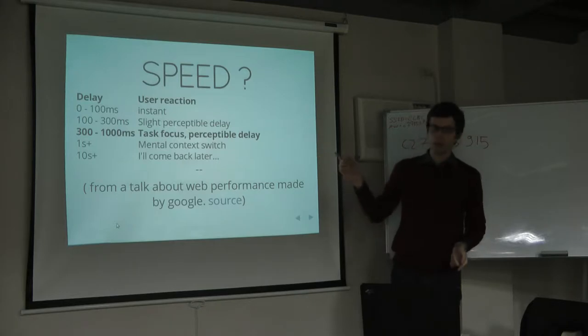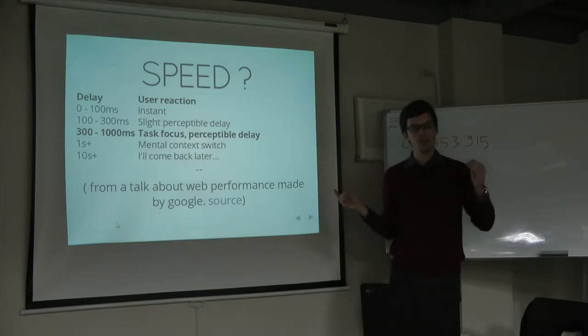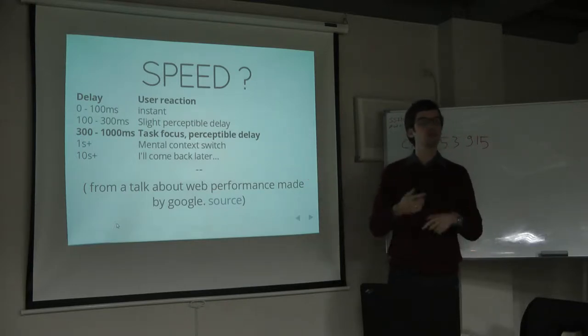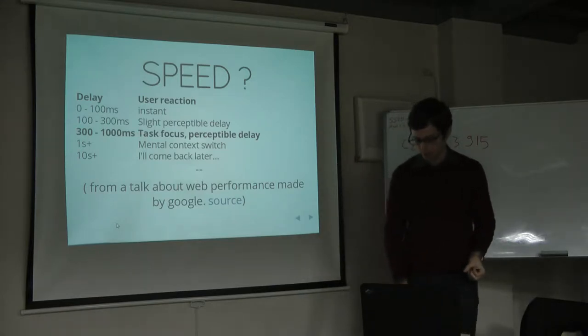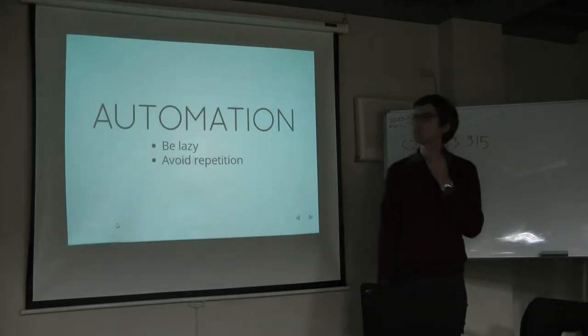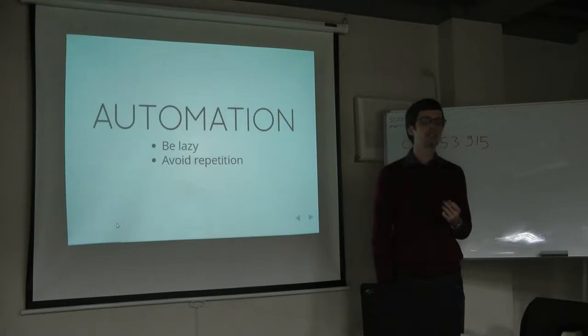So yeah, about impatience, this is where it comes from. If you can get below 1 second, it's very good. And also if you are optimizing your web application, the 1 second threshold is also a good value to keep in mind. So, first key to be efficient is automation. Be lazy and avoid repetition. Basically, find tools and everything you can do to avoid doing the same task over and over again. It's boring and it's not very useful.